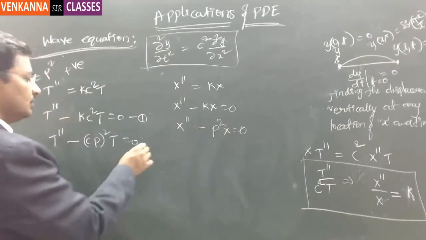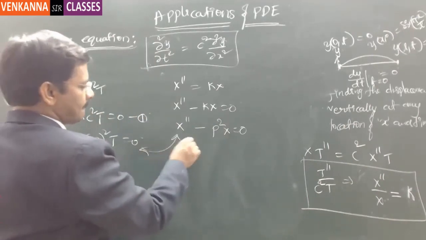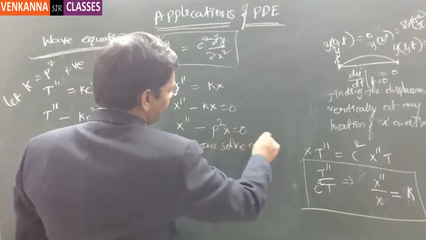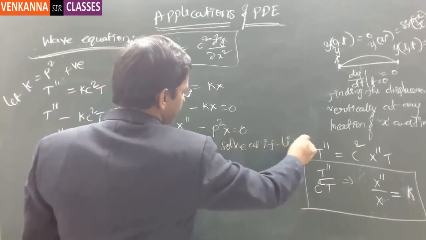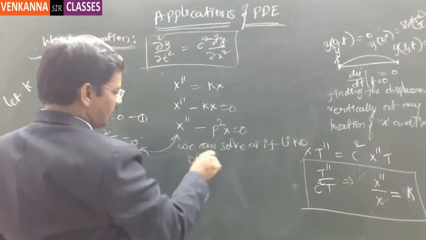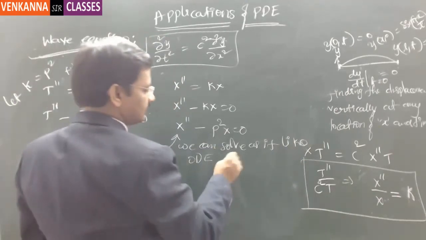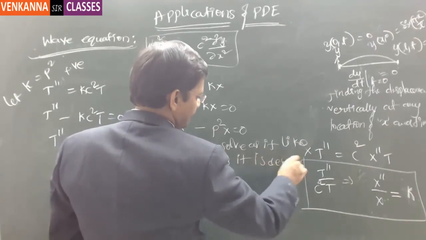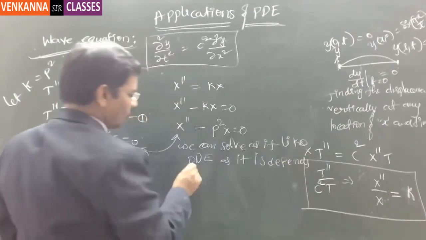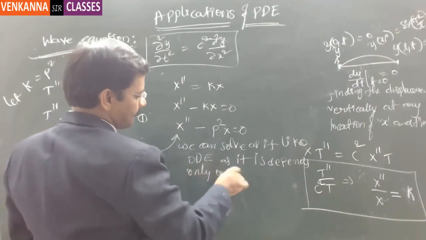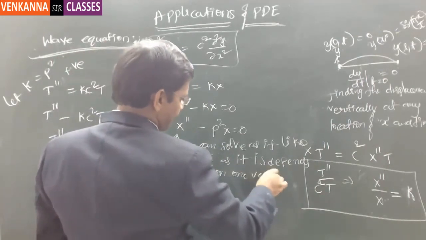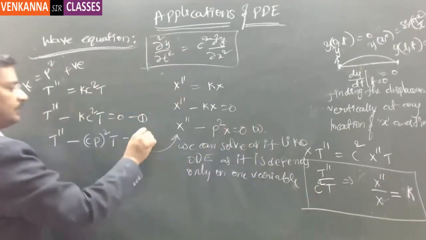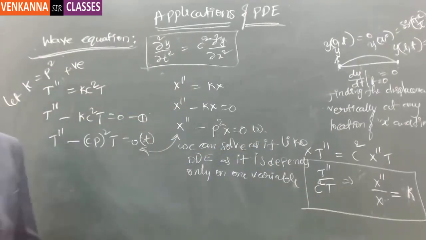Now, these two we can solve as if like ODE, ordinary differential equation, as each is completely dependent on only one variable, right? So here it is x and here it is t. Got it?